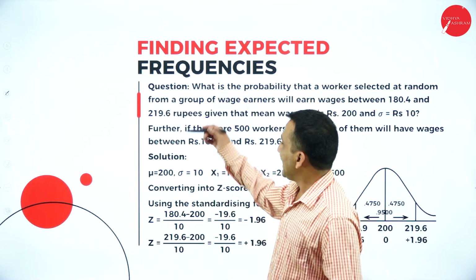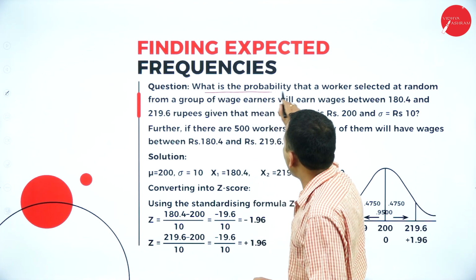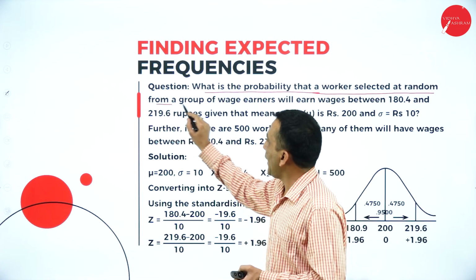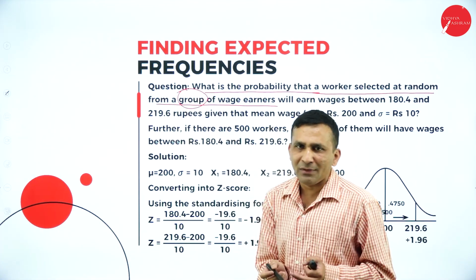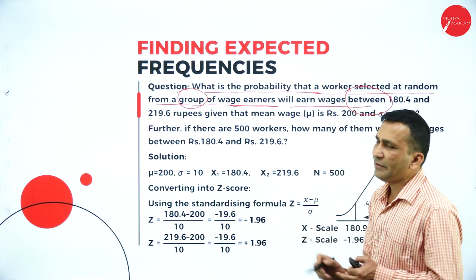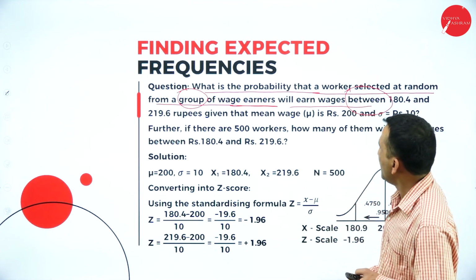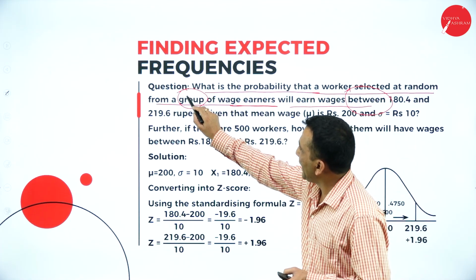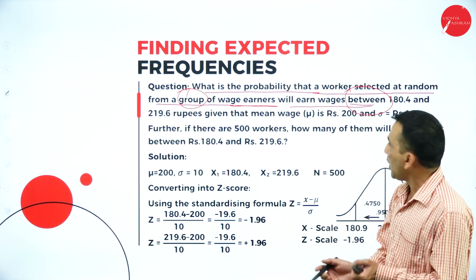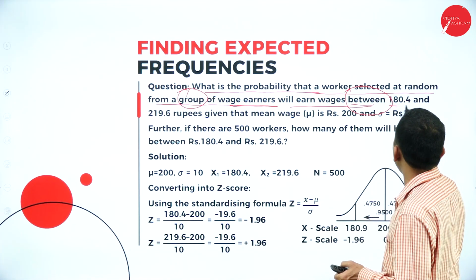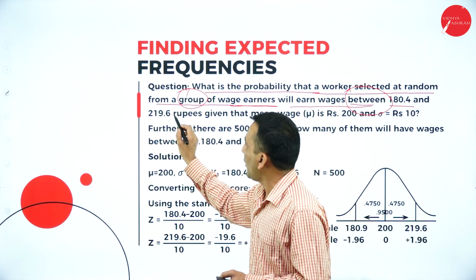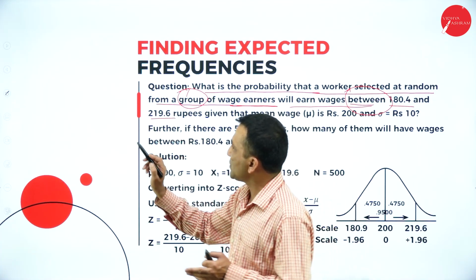Moving forward, there is one more question. What is the probability that a worker selected at random from a group which is normally distributed earns wages between, again we identify which is related to normal distribution. So one criterion is a group which is normal, and the between also relates to normal. Here the first value is 180.4 and the second is 219.6. There are two x values given.